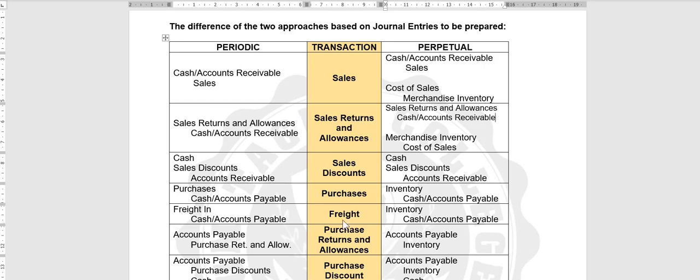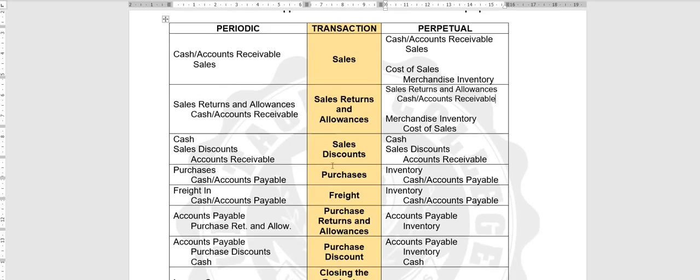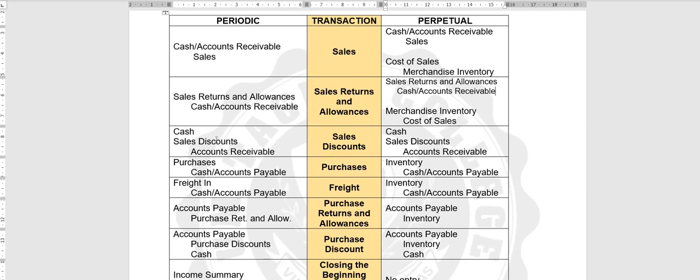So, the next transaction would be sales discount. This is your entry. You debit cash, since it has something to do with collection already, that is, recording your collection within the discount period. You debit your cash for the amount collected, then debit sales discount, credit accounts receivable. The same applies to your perpetual inventory system.